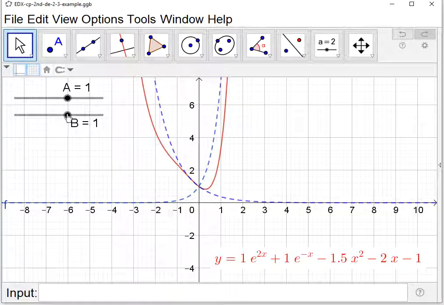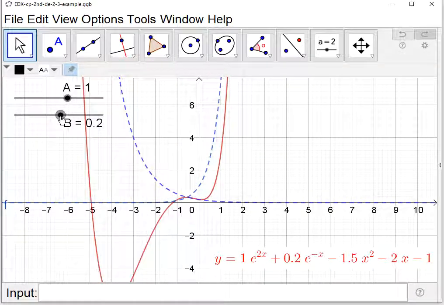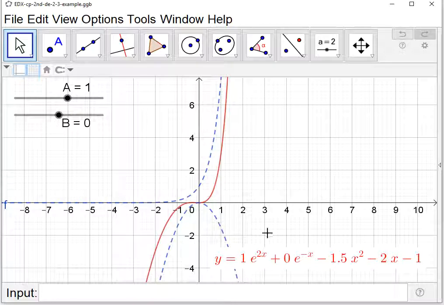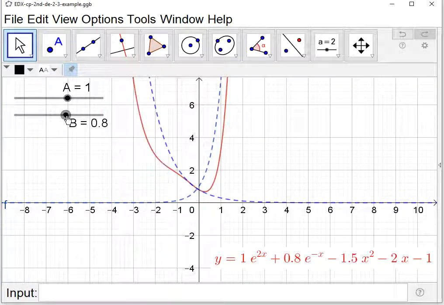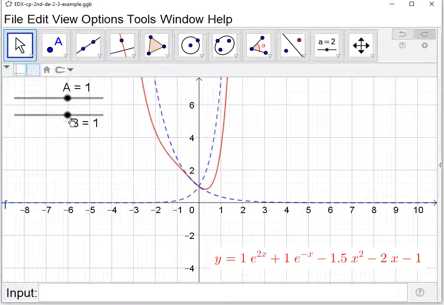So if we now set b to 0, then this term has completely disappeared and x is still negative, so this term is tiny when x is negative, and what happens now is that the solution behaves much more like minus 1.5x squared. That term has disappeared, this term's tiny, and you get a different dominant term. So by varying a and b we can look at different solutions to the problem.